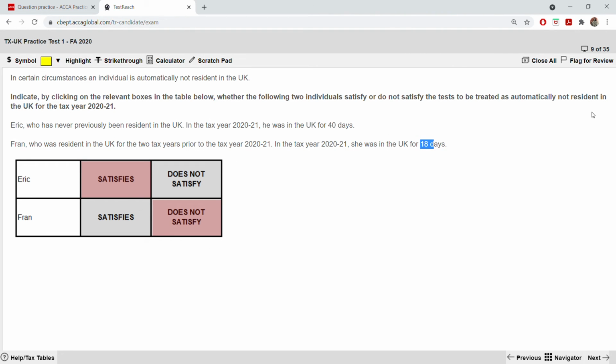The question asks not resident in UK. Sometimes it's easy to get confused, and you might be thinking satisfy the test means he's resident in UK, does not satisfy means he's not resident. No, it's the other way around. You can even highlight in case you forget. So not resident, you can highlight it.